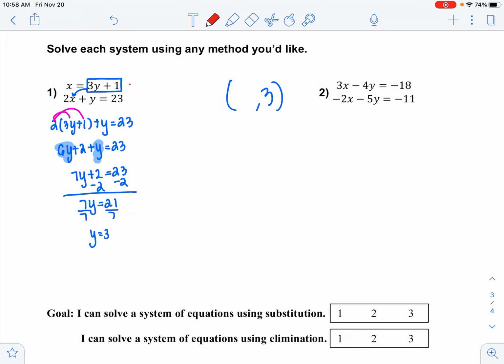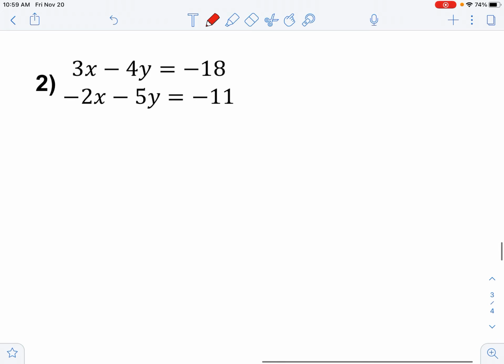Now I only have the y value of my ordered pair so far. I still need the x value. So to get my x value, I can go back to either equation. I'm going to go back to this one. x equals 3 times 3 plus 1. That's 9 plus 1. x is 10. And there's my answer. I can check it in the other one. 2 times 10 is 20 plus 3 is 23.